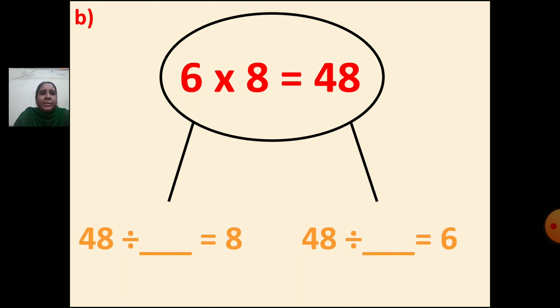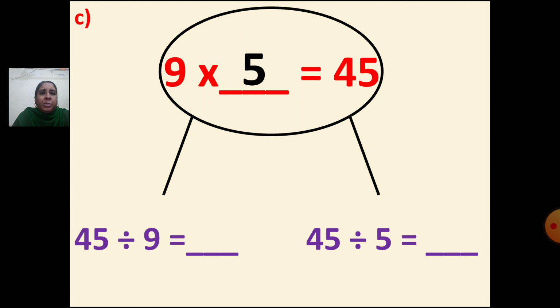Now let us see the second sum. 6 multiplied by 8 equal to 48. Now again here also you have to write two division facts, right? 48 divided by dash equal to 8. Means you have to say table of 8. In table of 8, when you get 48, 6, right? This is your answer. Then next is 48 divided by dash equal to 6. Now in table of 6, when you get 48, yes, the answer will be 8. So this is how you can write the answer.